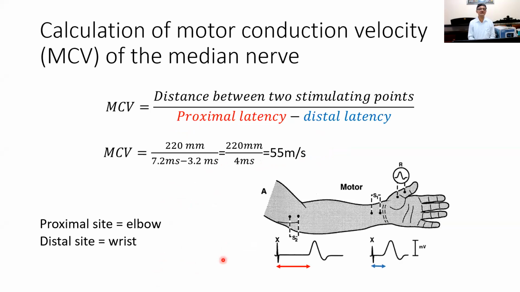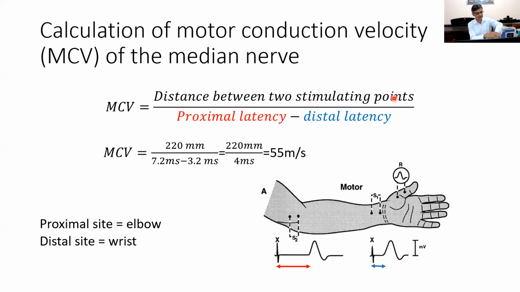Okay. Calculation of motor conduction velocity, MCV, of the median nerve, right? How do we calculate the velocity? If you want to calculate the velocity of a car or a person walking, what do we need? Velocity is distance divided by time, no? So latency is the time. How much time did it take? So here, the distance between the two stimulating points has to be measured.